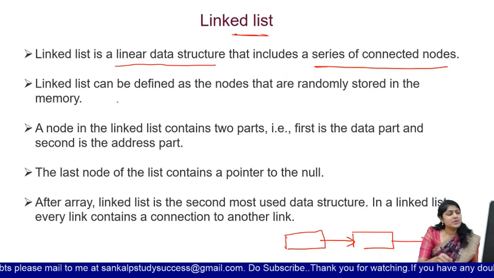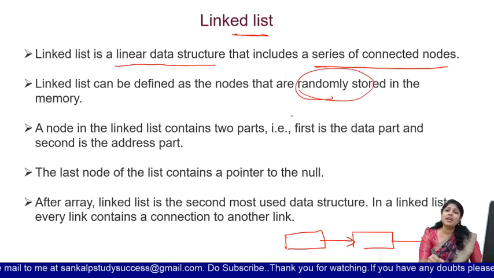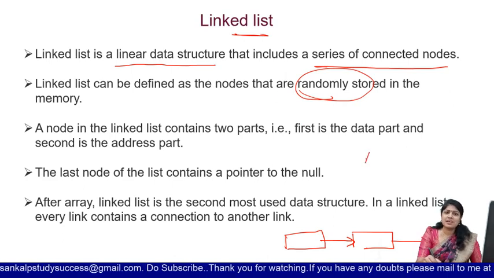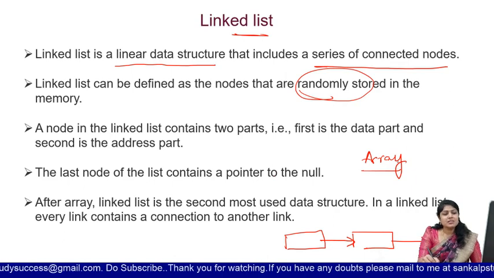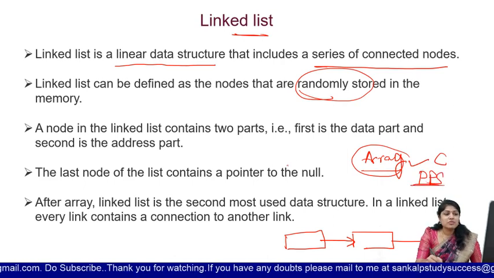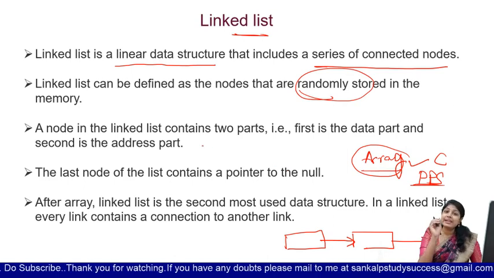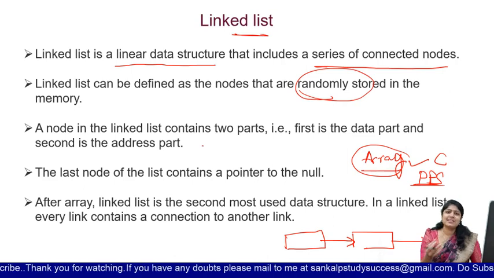Next, a linked list can be defined as nodes that are randomly stored in the memory. Now see, in linear data structures, the first concept is arrays, right? An array is a linear data structure. The arrays concept is already there in C. In your first year in PPS you learn the arrays concept. So in arrays, how do we store data, right? Based on the index we have to store the data or the elements, or you can say anything, okay?